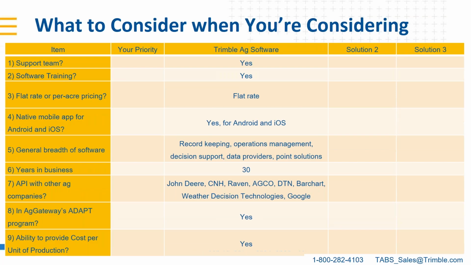Buying guide. The buying guide that we put together is a list of what to consider when you're considering software. And there's a lot of software out there. And here are some things that we've put together. Obviously, you have your list, but some of the things that we've seen are listed on the far left. So there are nine items. Your priority, whether it's high or low, or it's not an issue for you either way. Where Trimble stands, and then if you're considering another one or two options, whether they have it or not as well.